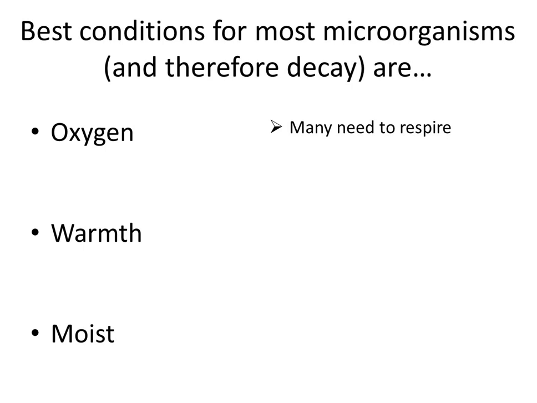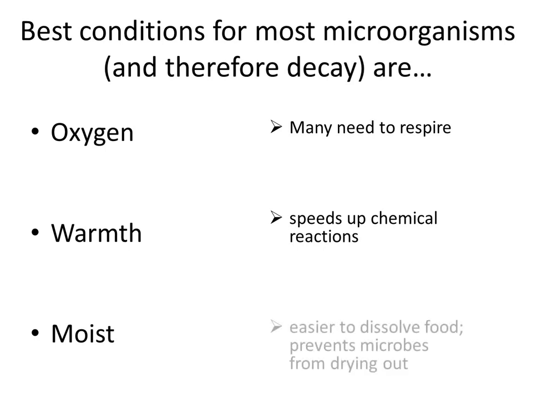They need warmth because around body temperature, 37 degrees C, speeds up chemical reactions. If it was too warm, over 45 degrees, then the enzymes would denature, which wouldn't be good. If it was too cold, then the chemical reactions, the enzymes, would work too slowly. So we want an optimum amount of warmth, about 37 degrees C. They also need moisture to prevent the microorganisms from drying out, and it also makes the food molecules easier to dissolve.